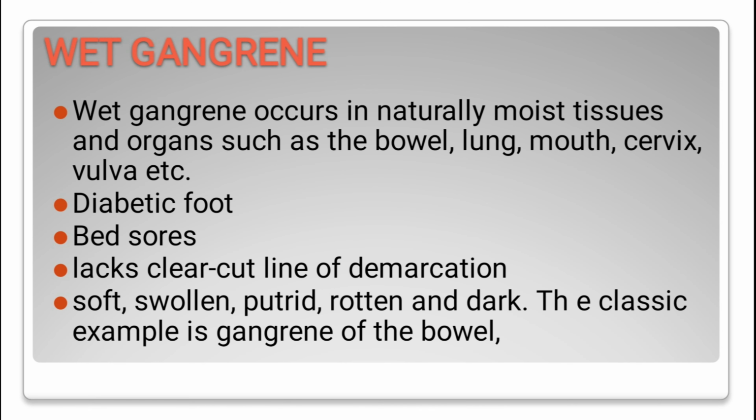Next, let's see about wet gangrene. Wet gangrene occurs in naturally moist tissue and organs such as bowel, lung, mouth, cervix, vulva, etc. Other examples of wet gangrene have clinical significance, such as diabetic foot. Diabetic foot is formed due to high glucose content in necrosed tissue. The high glucose content will favor the growth of bacteria.